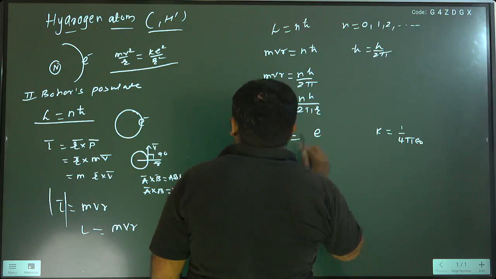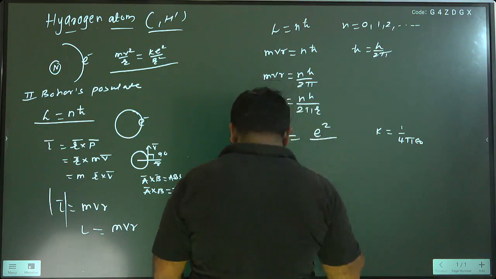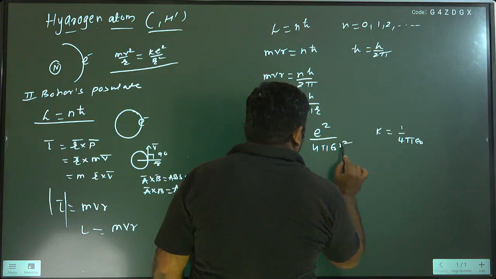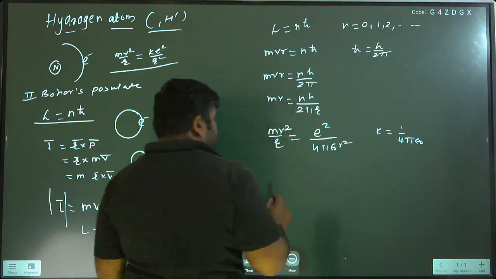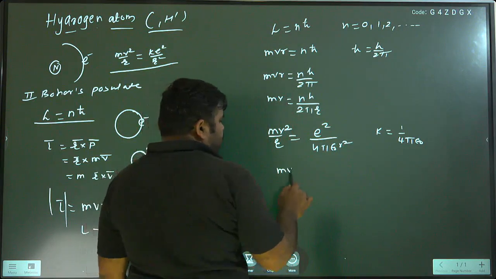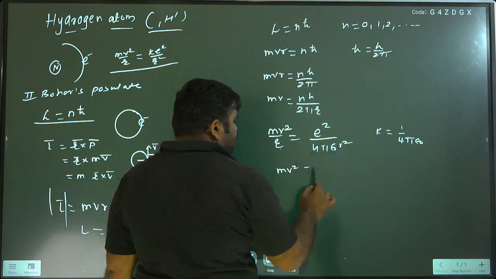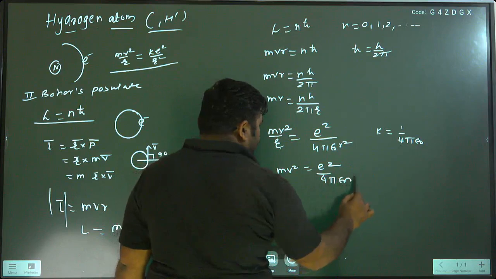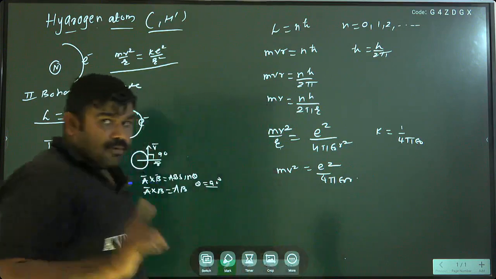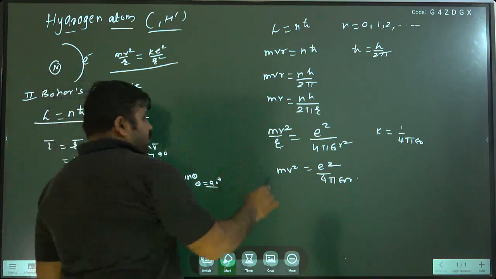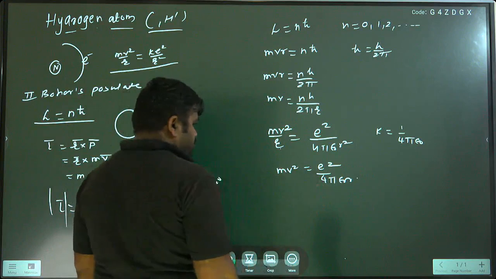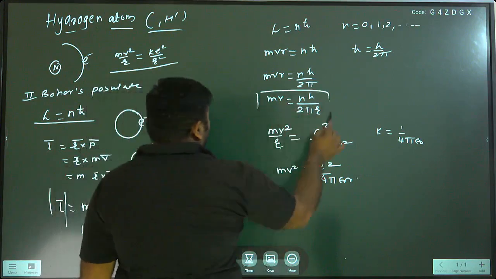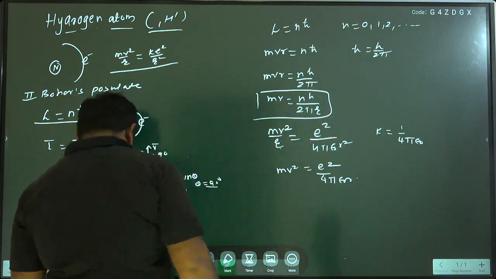Means e square upon 4 pi epsilon naught r square. Understood? Means mv square is equal to how much then? mv square, one r gets cancelled. Means this becomes e square upon 4 pi epsilon naught r. Understood? From the first Bohr principle, we are getting mv square is equal to e square upon 4 pi epsilon naught r. And from the second Bohr principle, we are getting mvr is equal to nh upon 2 pi.